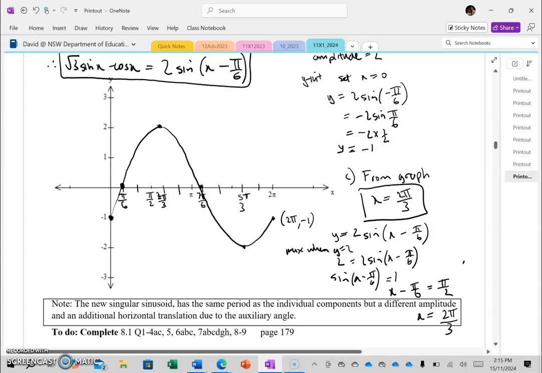Alright, one last thing to note down the bottom. Note that comparing the single sinusoid with the pair, it has the same period as the individual two parts. Okay, it still has the same coefficient of x. It can have a different amplitude though. This one has an amplitude √3, this one has an amplitude of 1, this has an amplitude of 2. And there is the additional horizontal translation, which is due to that auxiliary angle here, which is the minus pi on 6 for this question.